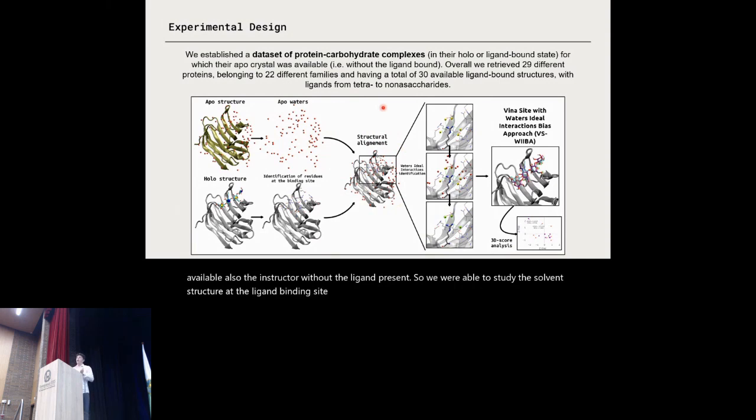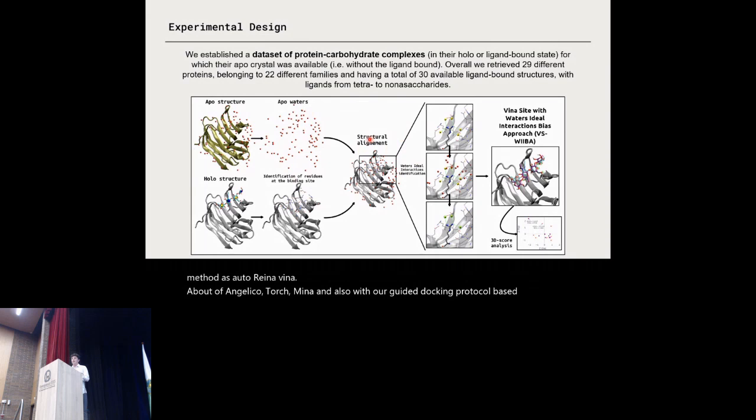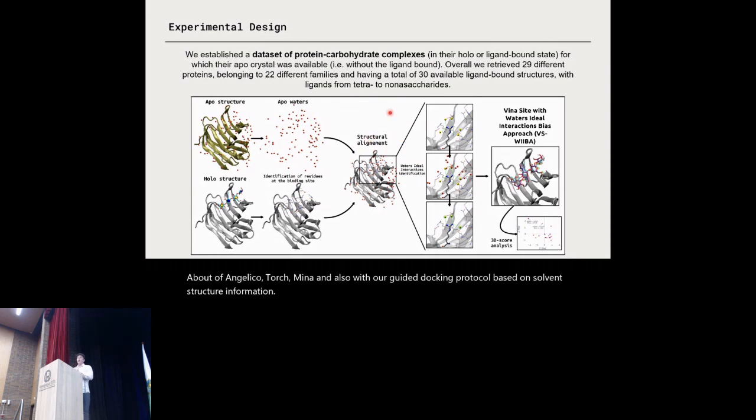Then we did a docking protocol using the conventional methods, AutoDock Vina, VinaCarb, and GlycoTorch Vina, and also with our guided docking protocol based on solvent structure information. Additionally, we developed a positive control guided docking protocol based on the real interaction that we already have, because we have the reference structure, just to study the maximum capacity of a guided docking protocol on docking predictions.